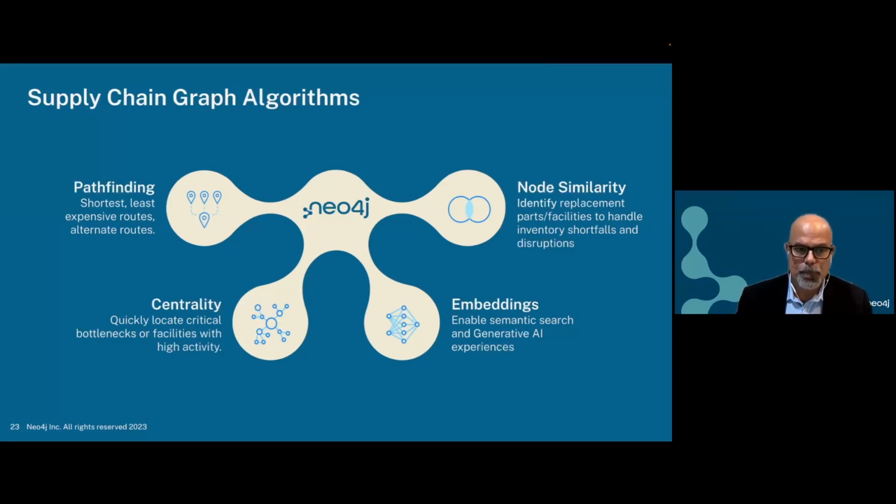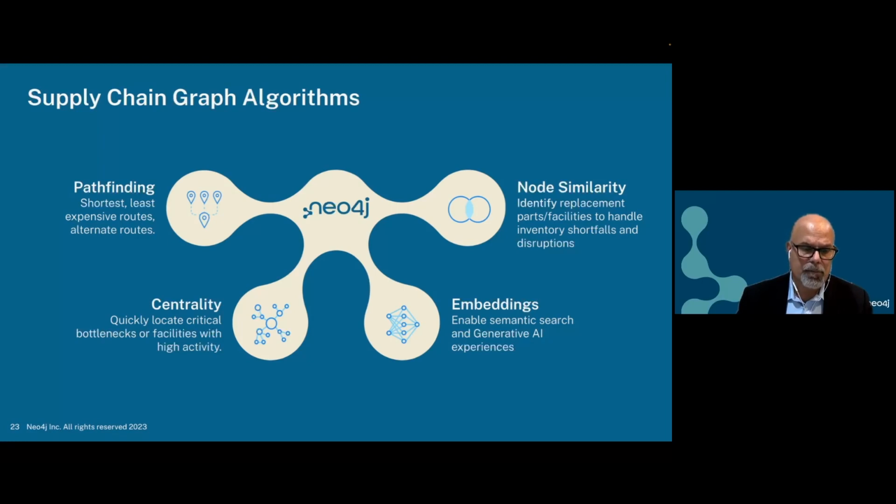Some of the key algorithms that we see customers applying when they're analyzing their supply chain digital twin. Pathfinding is a big one. And so this is usually the problem of figuring out what is the shortest route between 2 points and optimizing against some cost factor. And so that could be time, it could be physical distance, it could be fuel cost, etc. And then also proposing alternate routes in case there's some kind of a disruption.